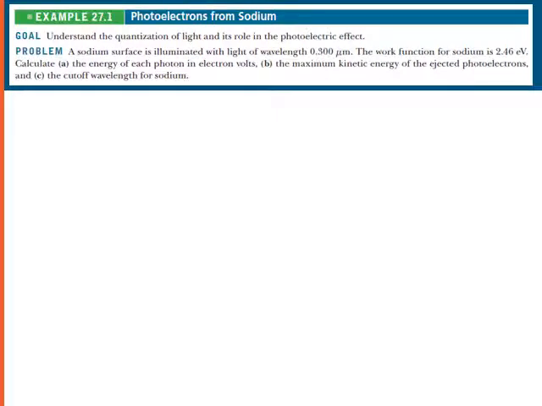Now let us solve example 7.1. It reads: a sodium surface is illuminated with light of wavelength 0.3 micrometer, and the work function for sodium is 2.46 electron volts. Question A: calculate the energy of each photon in electron volts. Recall that the energy of a photon E is equal to hf.